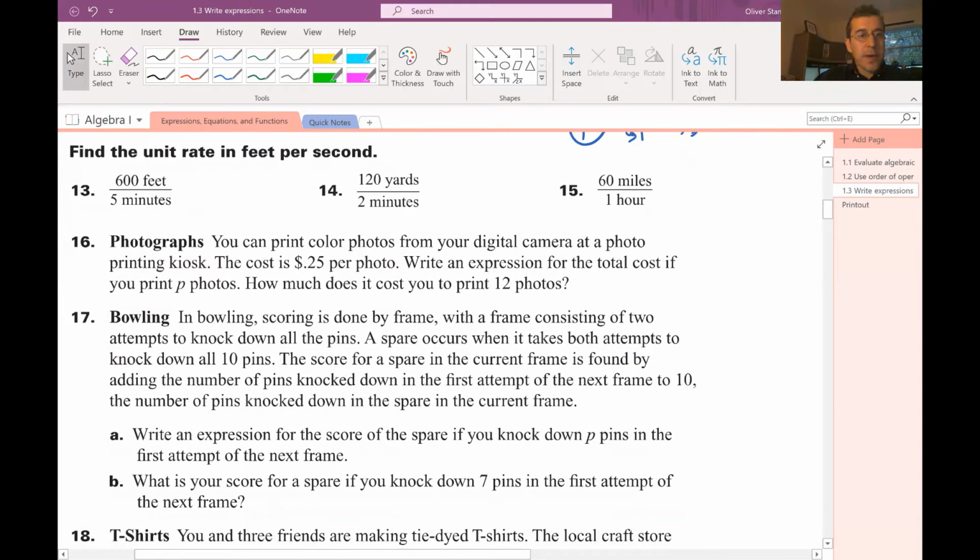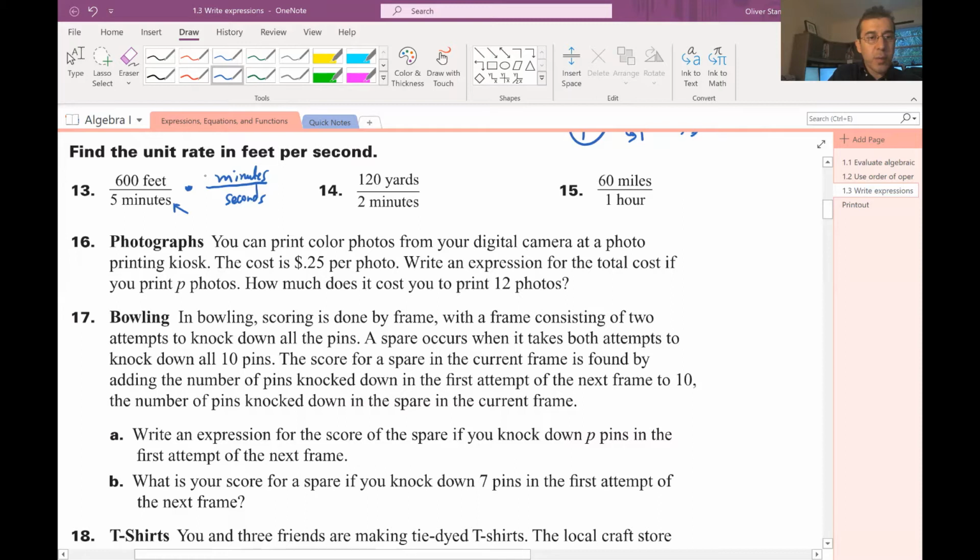Next one, find the unit rate in feet per second. Okay, so here to get feet per second, we already have feet on the top. We need to get seconds on the bottom here in the denominator. So to get seconds here, we have to cancel out minutes. So we have to multiply this by minutes on the top and seconds in the denominator.